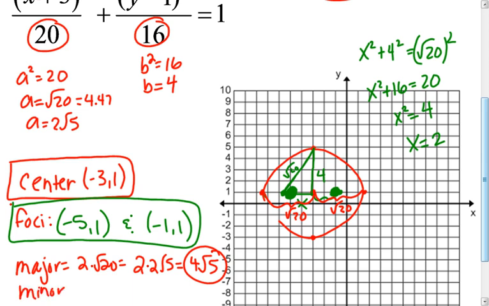The minor axis, of course, we know that it's 4 from here to here, and it's 4 from here to here. So when we add 4 and 4 together, of course, we get 8. Okay?